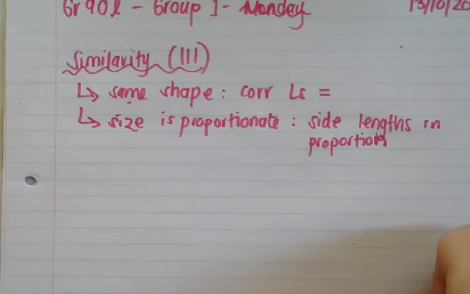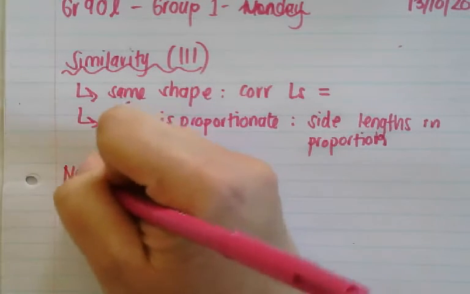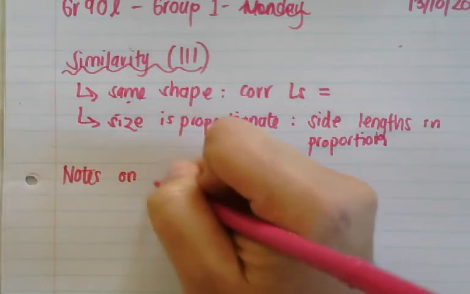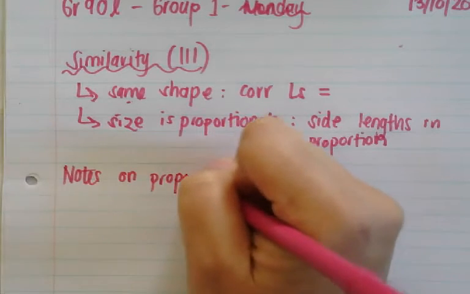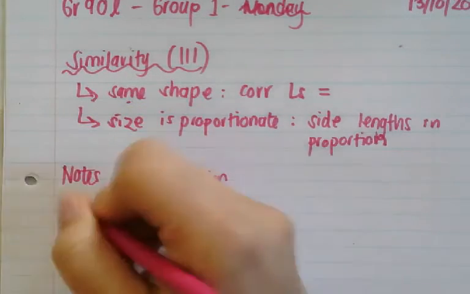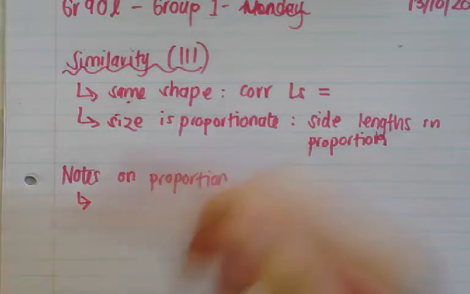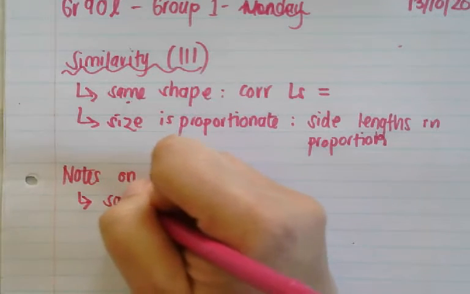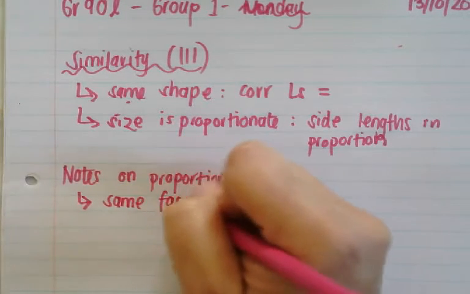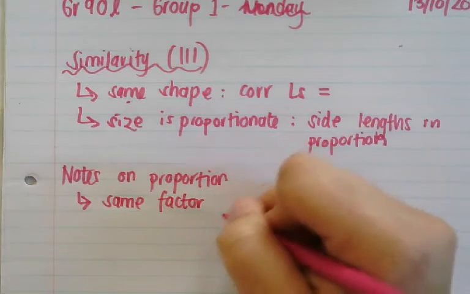So I just reminded the other learners, the other groups, I'm going to remind you too what proportion means. So some notes on proportion. For something to be in proportion, it means there's a factor that exists between all sets of corresponding sides. It is the same factor that exists between all sets of corresponding sides.